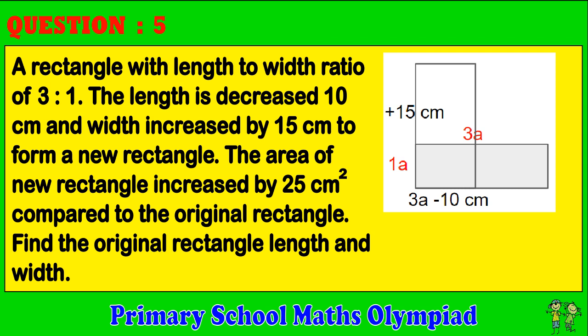Question 5. A rectangle with length to width ratio of 3:1. The length is decreased by 10 centimeters and width increased by 15 centimeters to form a new rectangle. The area of the new rectangle increased by 25 centimeters squared compared to the original rectangle. Find the original rectangle length and width.